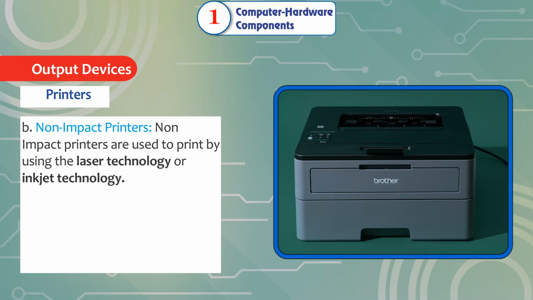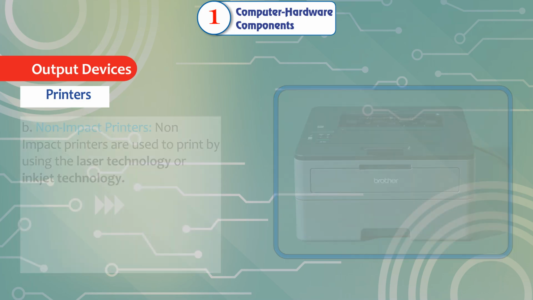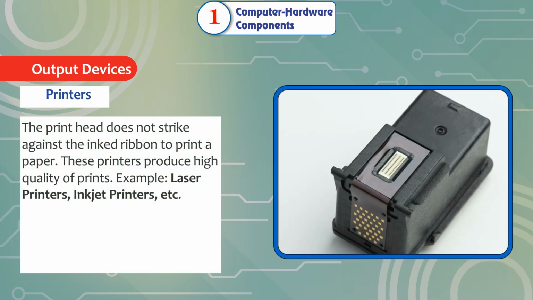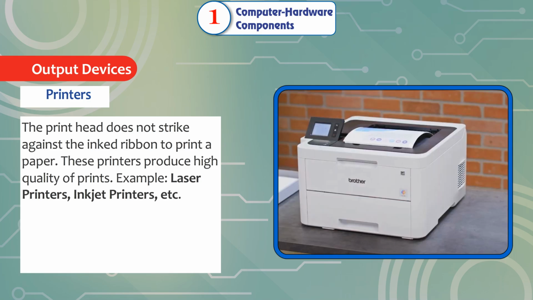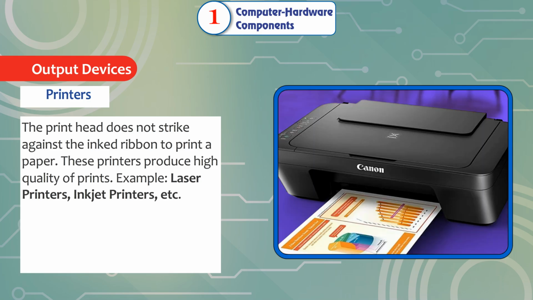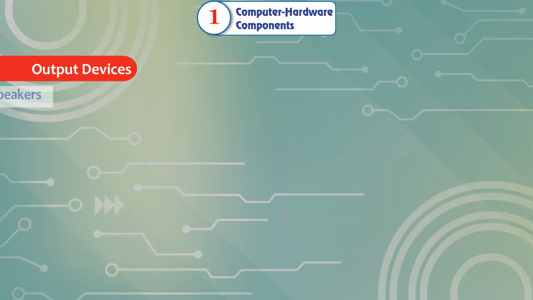B. Non-impact printers. Non-impact printers are used to print by using the laser technology or inkjet technology. The print head does not strike against the inked ribbon to print on a paper. These printers produce high quality of prints. Example: laser printers, inkjet printers, etc.